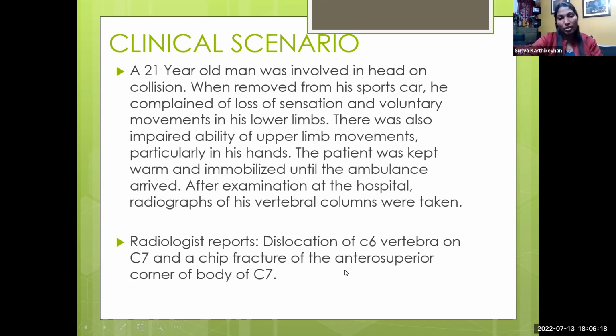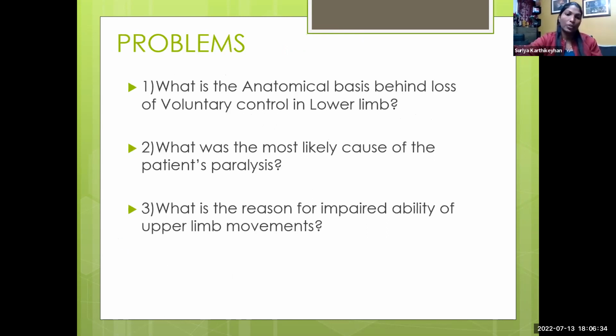And there is a chip fracture of the anterior superior corner of the body of C7. So here the lesion is around C6 and C7. Now, what are the problems to be discussed in this clinical scenario? The first thing is, what is the anatomical basis behind loss of voluntary control in the lower limb? We have the report that there is a lesion at the C6 and C7 level.